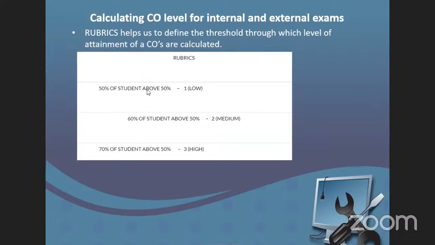50% of the students got above 50%. This 50% is the pass mark. If only 50% of the students have got 50% and above, then we frame the numeral to be 1, which is low. If 60% of the students got above 50%, meaning 60% of the students have got above the pass mark, then it is medium. If 70% of the students have passed, then it is 3, which is high. So this is the rubric that we usually fix for direct attainment.